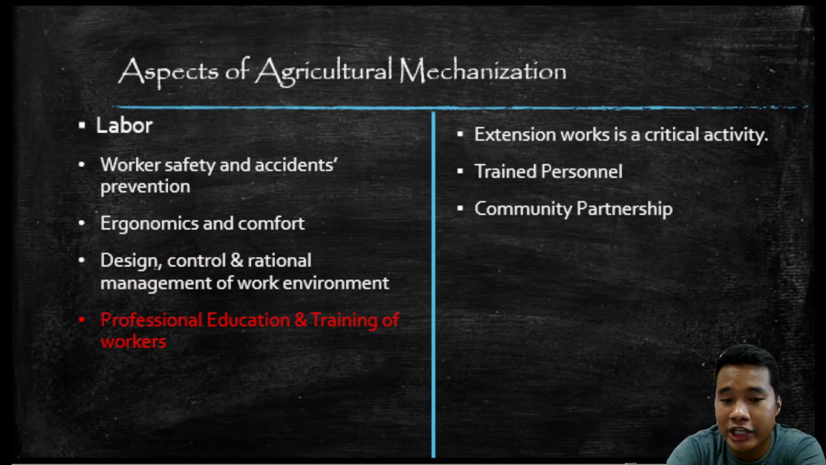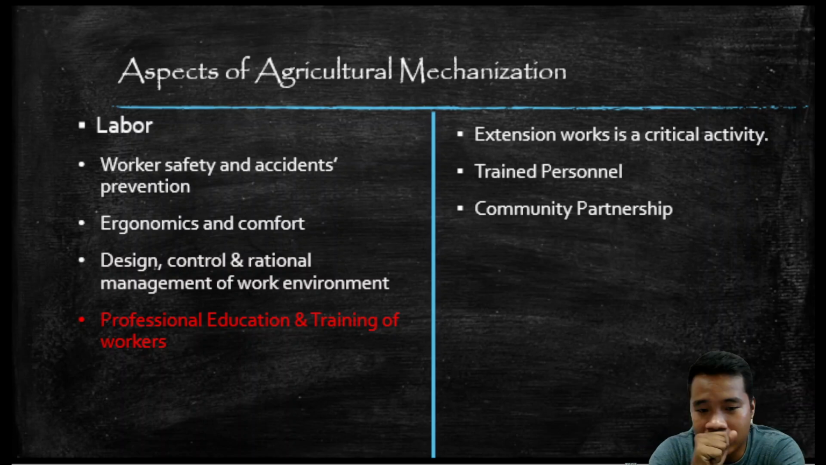Professional education and training of workers. Of course, this is an innovation, so you have to train. You have to train professionals and train the workers, for example. Extension work is a critical activity. Nothing will happen to your technology if you cannot give real training for the laborers, for the workers, for the trained personnel. Even if you give them a lot of machinery, it will not work.